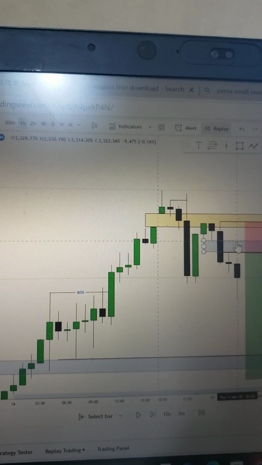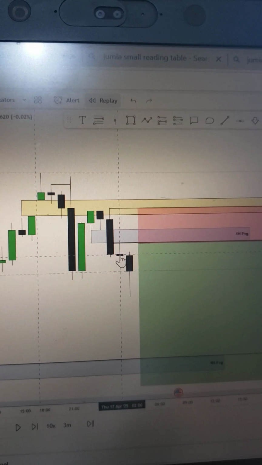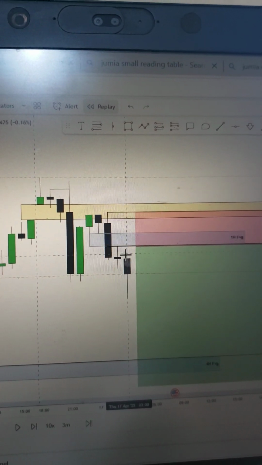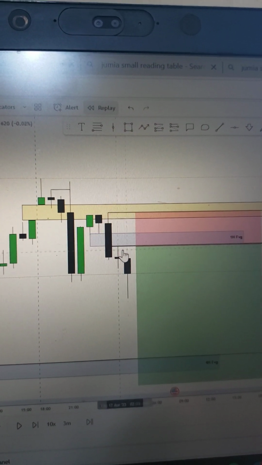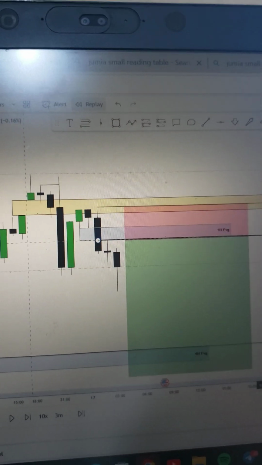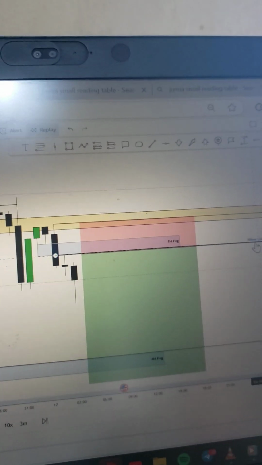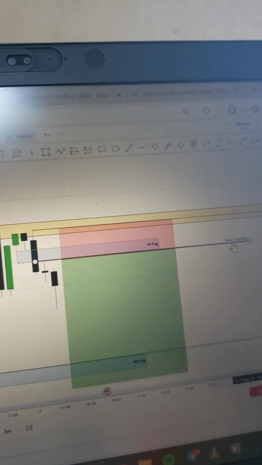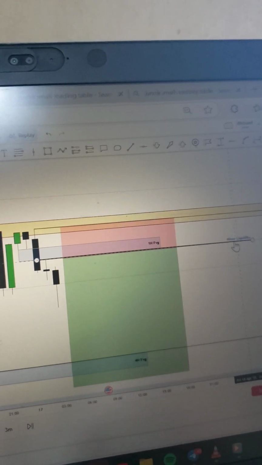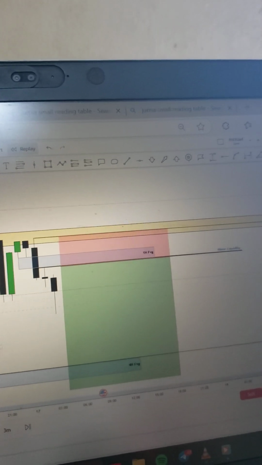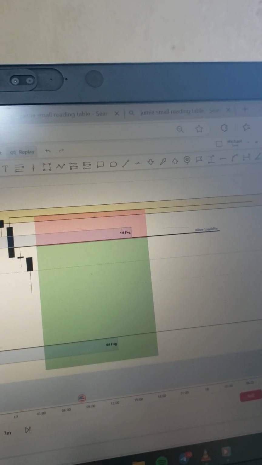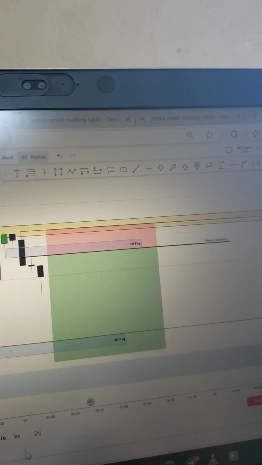There's an imbalance, and I see this relative equal high and this one close to it. So I term this my manual liquidity, buy side liquidity. So this is one of the trade models I use in going shorts. It usually has a high probability of winning, but you could just try it for yourself.